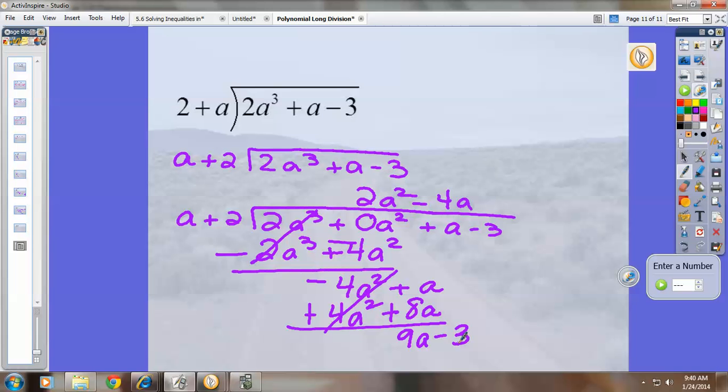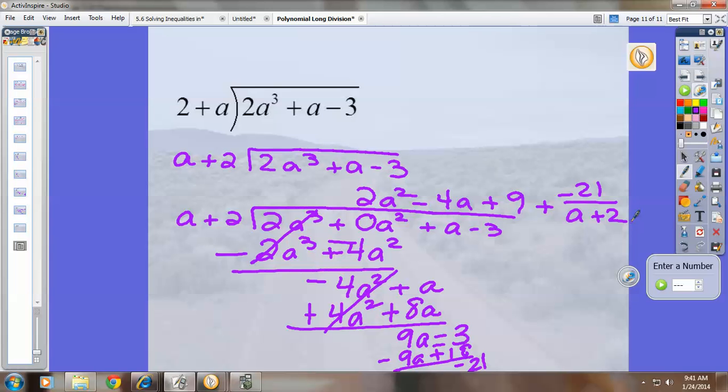9a divided by a is 9. So then multiply. 9 times a is 9a. 9 times 2 is 18. Now subtract. Negative 3 minus 18 is negative 21. So we have 2a squared minus 4a plus 9 plus a negative 21 divided by a plus 2.